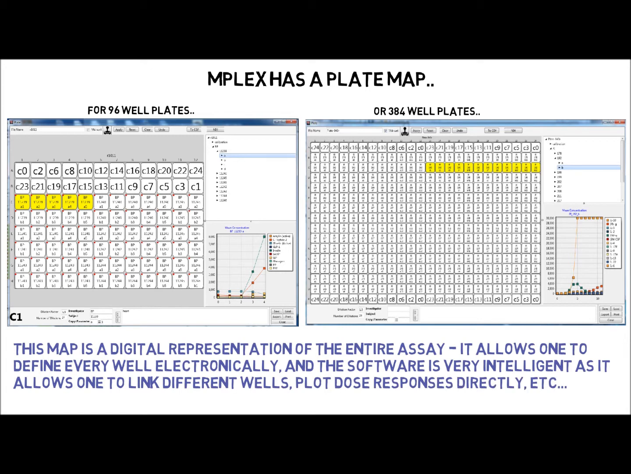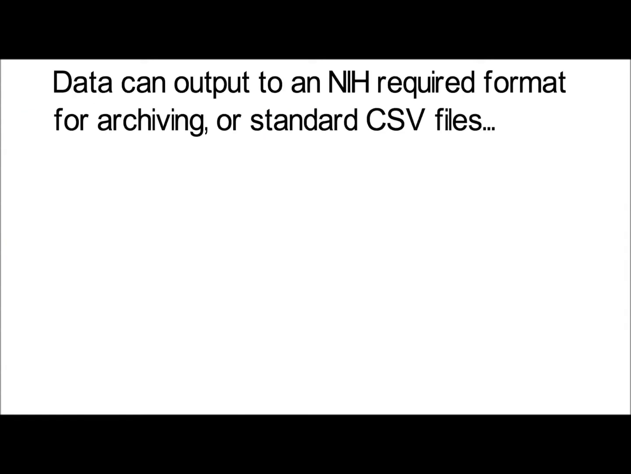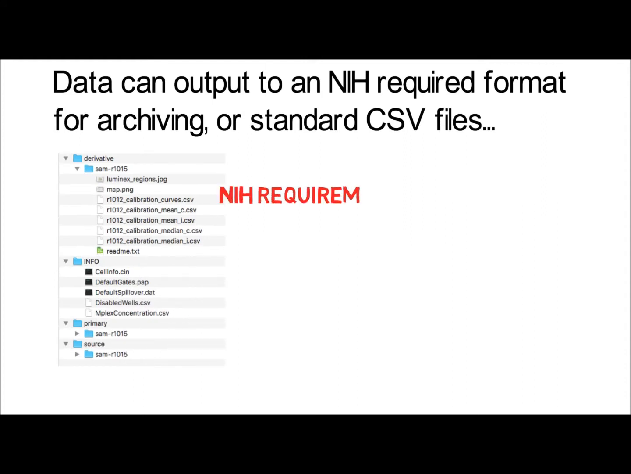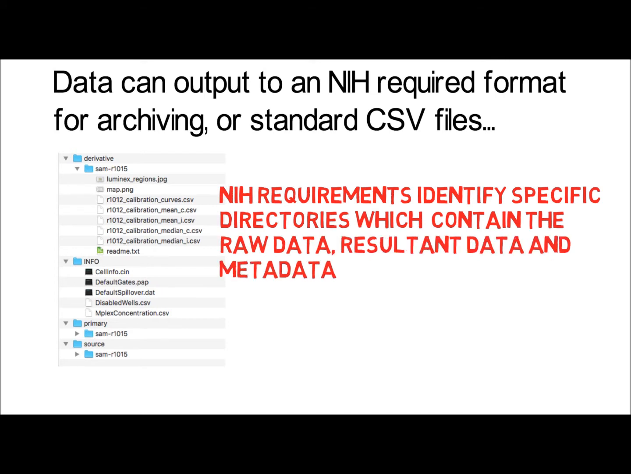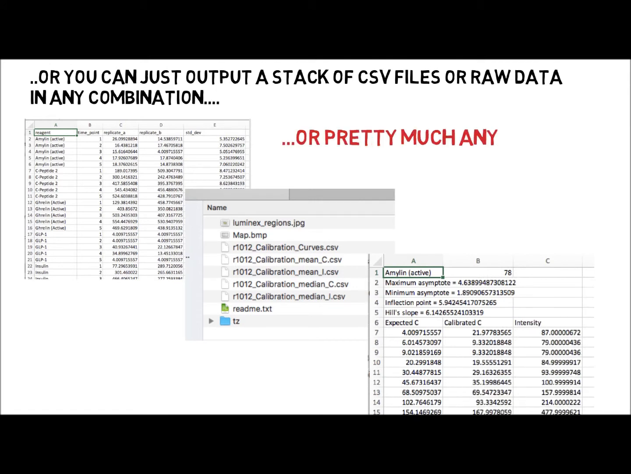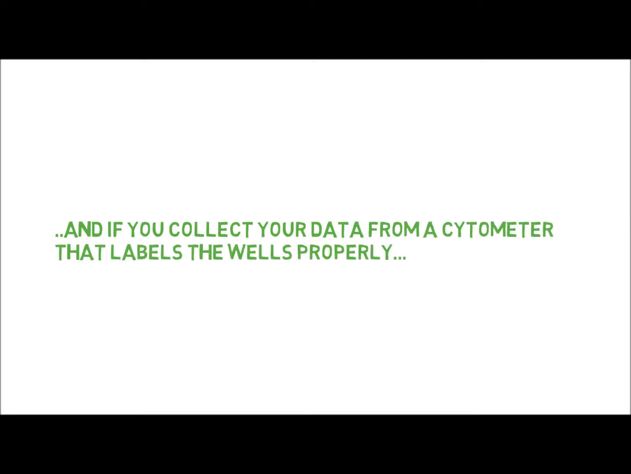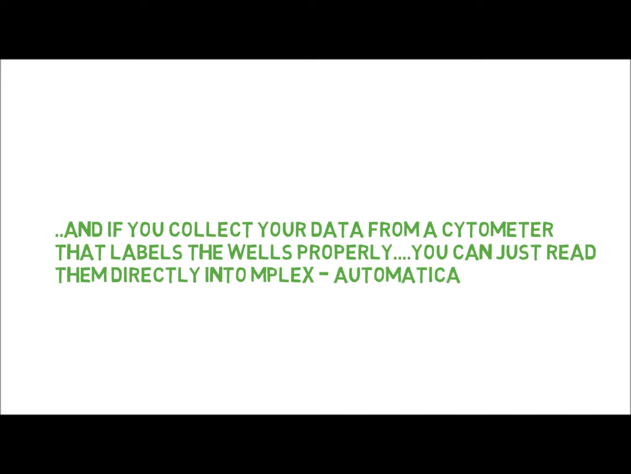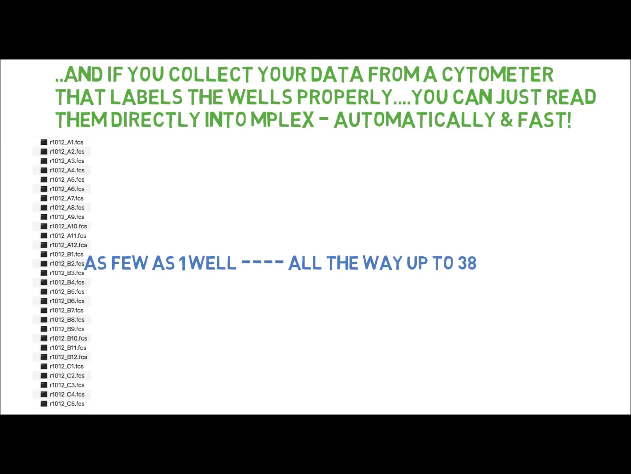Data can be output to an NIH required format for archiving or standard CSV files. NIH requirements identify specific directories which contain the raw data, the resultant data, and the metadata. Or you can just output a stack of CSV files or raw data in any combination, or pretty much any way you want your data. And if you collect data from a cytometer that labels the wells properly, you can just read them directly into MPLEX automatically and fast, as few as one well, all the way up to 384 wells.